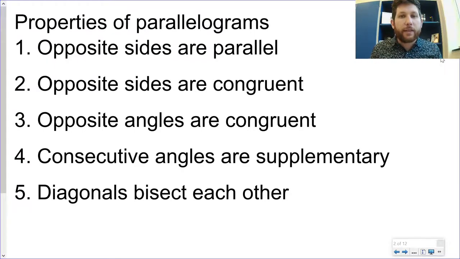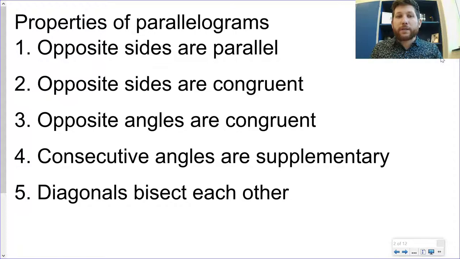So here are the key things that we should know about parallelograms. We should know two things about sides. We should know opposite sides are parallel. We should know opposite sides are congruent. And we should know two things about angles. We should know opposite angles are congruent and consecutive angles are supplementary. Or we might say that another way: angles next to each other add up to 180 degrees.